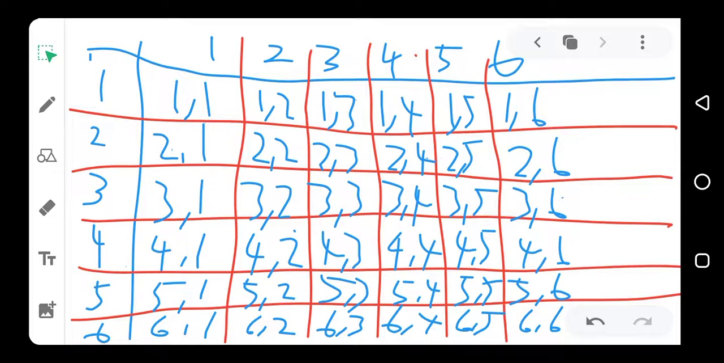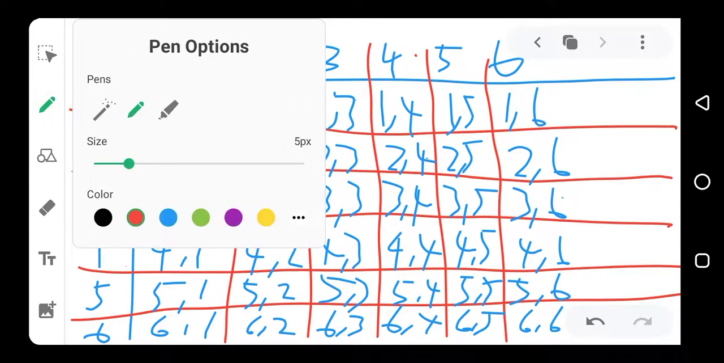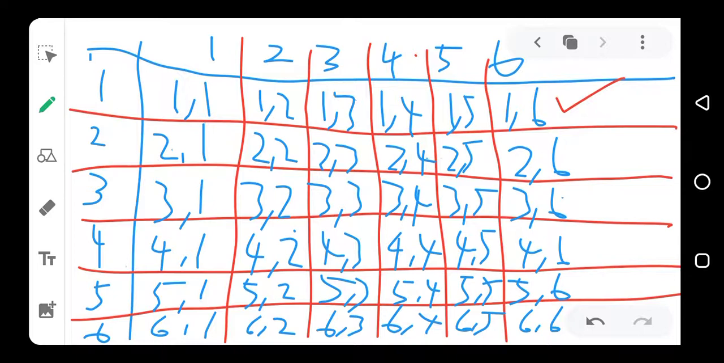Let's start with the first row. 1 plus 1 will not give us 7. 1 plus 2 will not give us 7. 1 plus 3 will not give us 7. 1 plus 4 will not give us 7. 1 plus 5 will not give us 7. 1 plus 6 will give us 7. So we mark it. Okay, so this one, we mark it number 1.